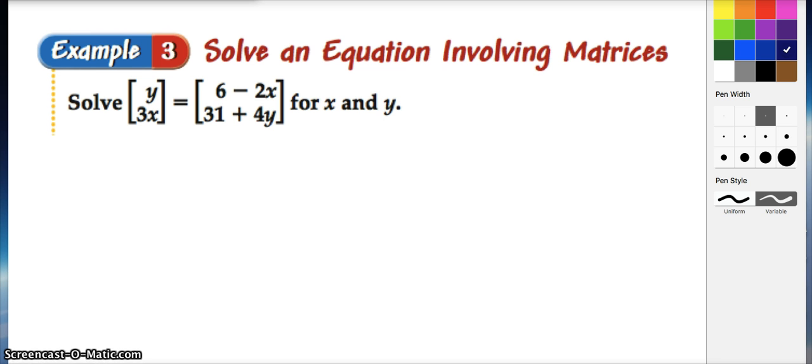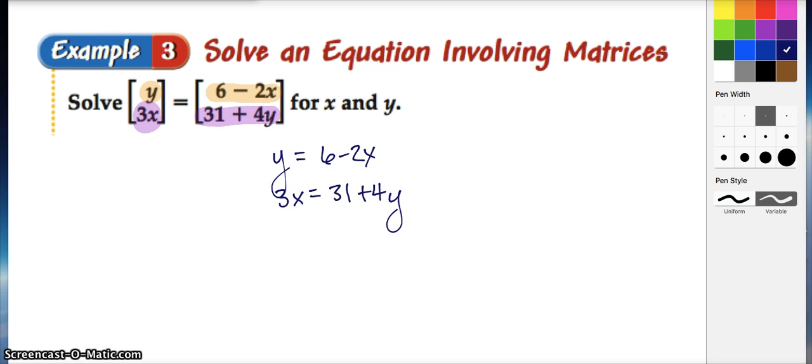Earlier on, we did talk about the fact that when you have equal matrices, then you know that each element in whatever place that element is in, those two elements have to be equal. So we're given an opportunity to solve an equation in this matrix situation. These are 2 column equations. This is just 2 elements on top of each other, and here's 2 elements on top of each other. So what we know is that since y is in this position and 6 minus 2x is in that position, those are equal, and 3x has to equal 31 plus 4y. With that information, I'm going to set up our situation.